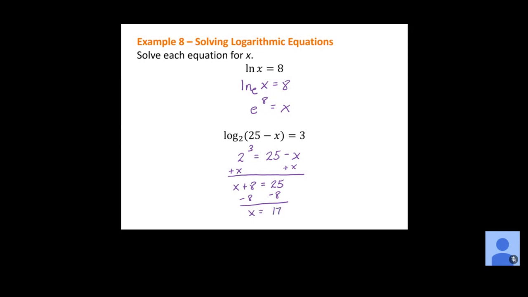And just always keep in mind, you can always substitute these back in just to make sure they work, right? So if you plug the 17 in, that's 25 minus 17, that's 8. And that tells us that 2 to the third power equals 8, which is correct. Any questions on that one?